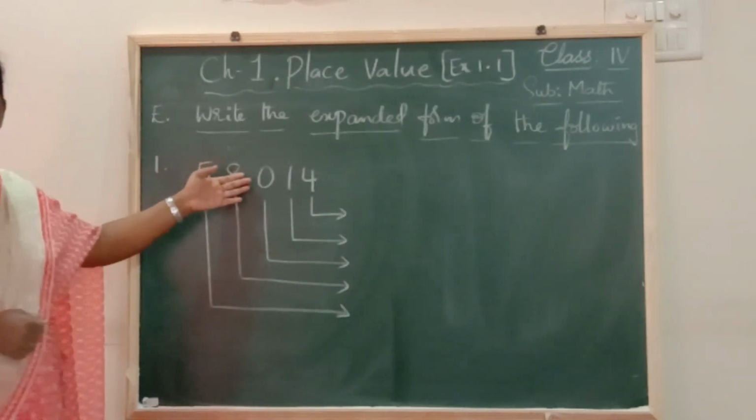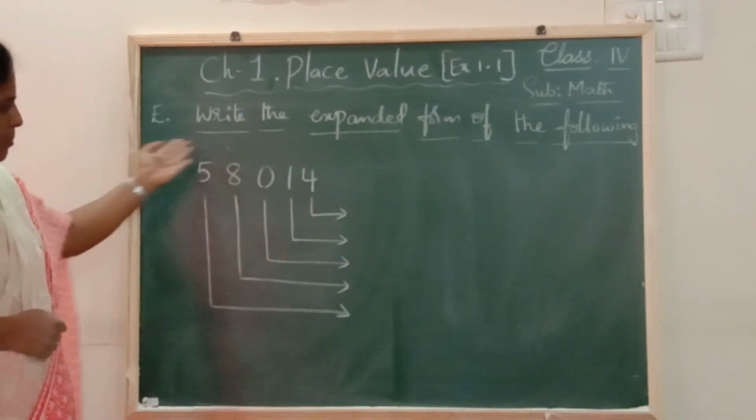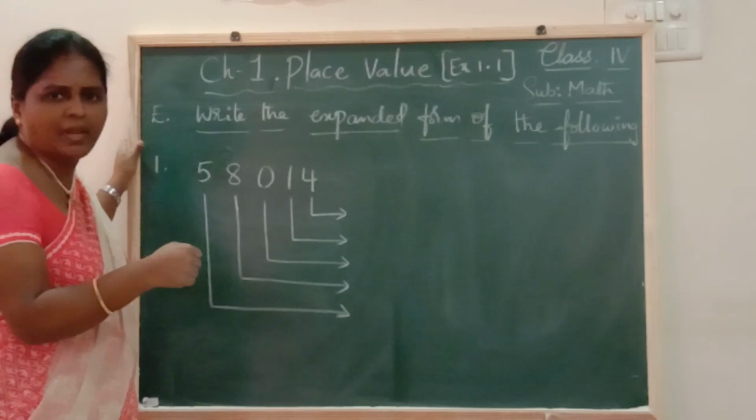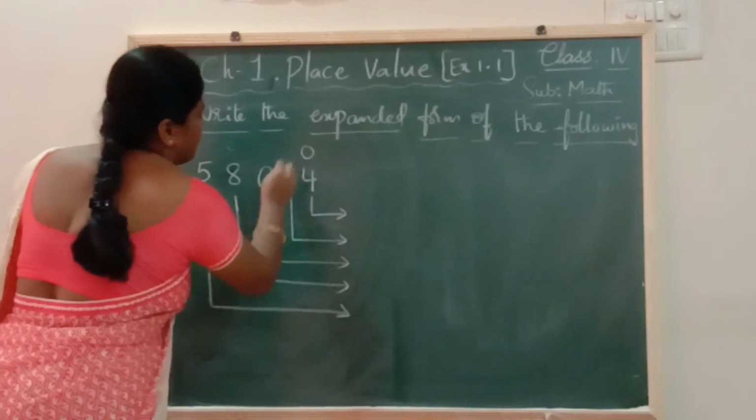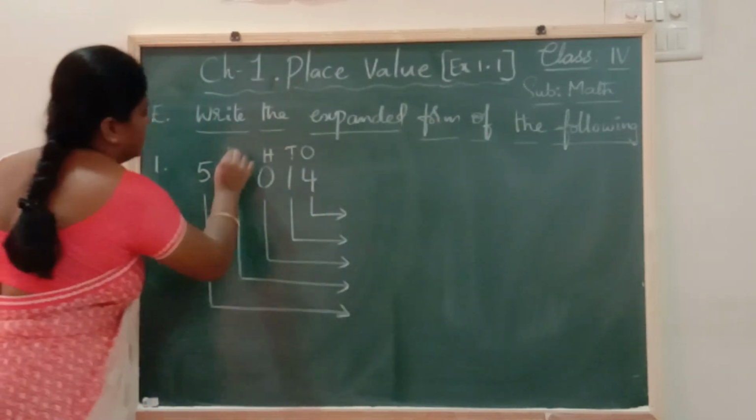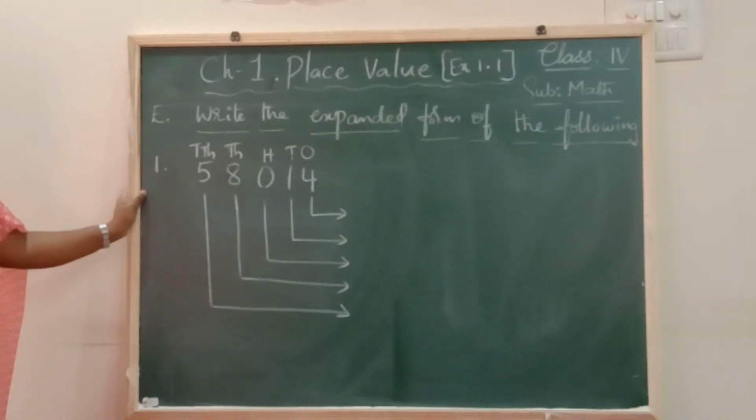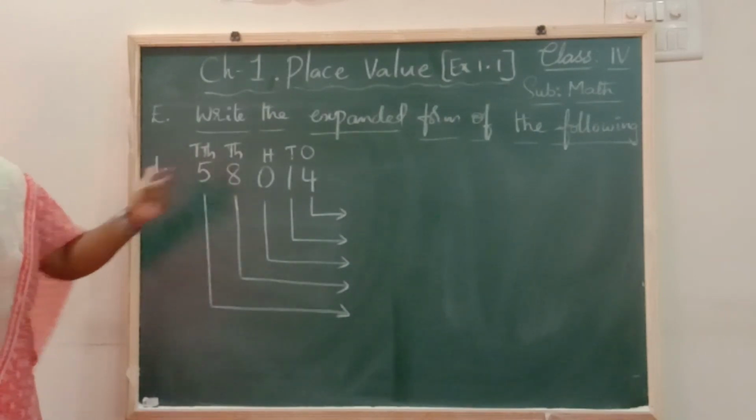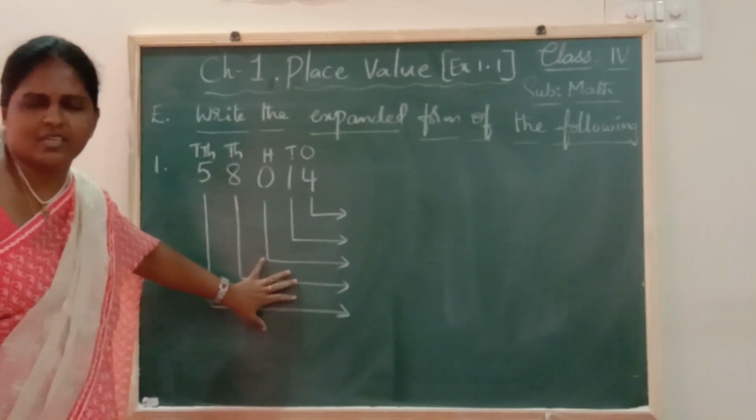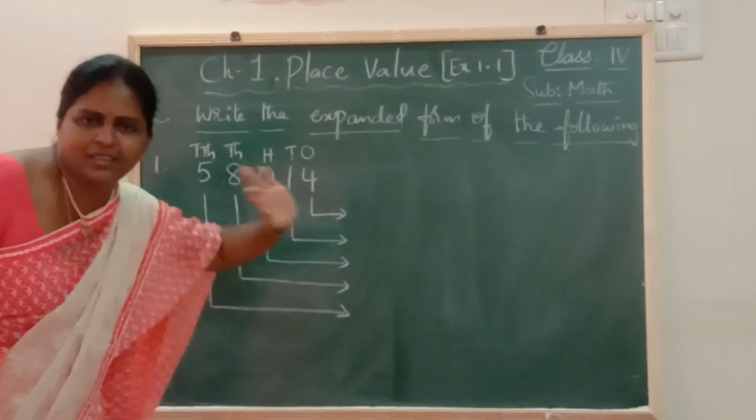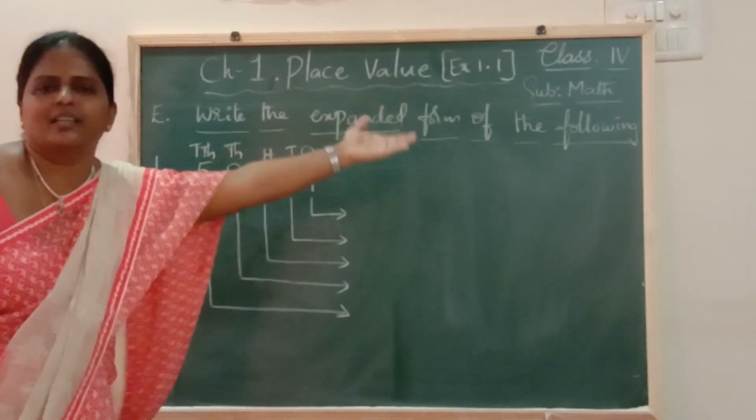So the question is given like this, children. The number 58014, and we know the places and all. Okay, so let us write the places first so that we can expand it easily. Right? So this is my ones place, tens place, hundreds, thousands, 10,000s. So you need to write this expanded form in words as well as numbers, children. That's the reason why the arrow marks are given here. First we will write the expanded form in words.